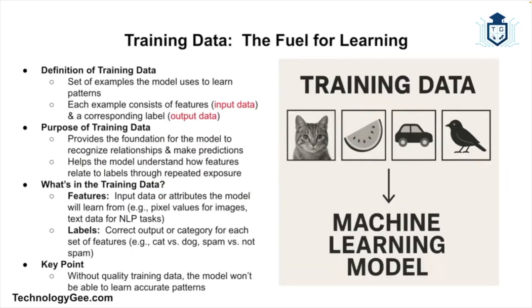All right, so let's talk about training data. You've got the features, or the input, and your labels, which are the output. Now you need to connect the dots, and that's where the training data comes in. So, exactly what is training data? Well, training data is the collection of examples the model uses to learn patterns. And each example includes both features and a label.